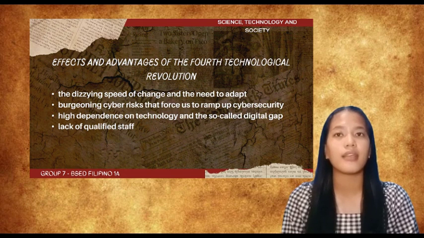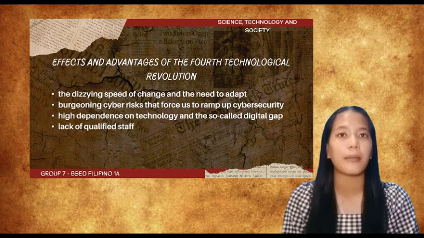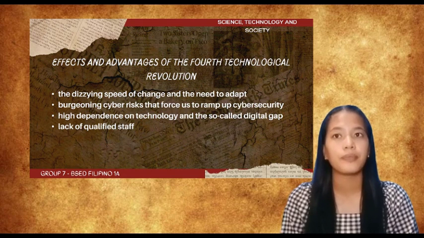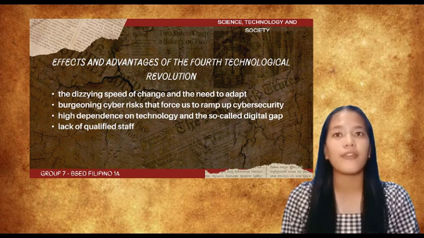Next is the high dependence on technology and the so-called digital gap. And lastly, the lack of qualified staff.